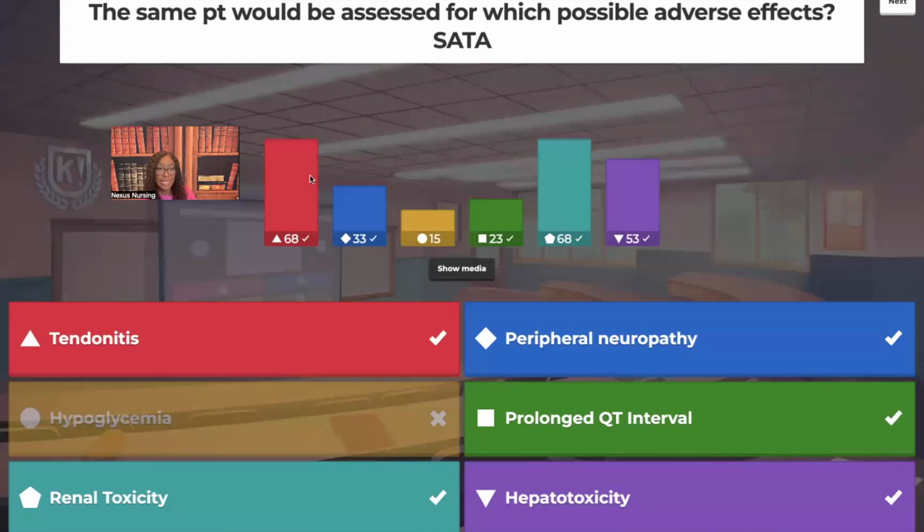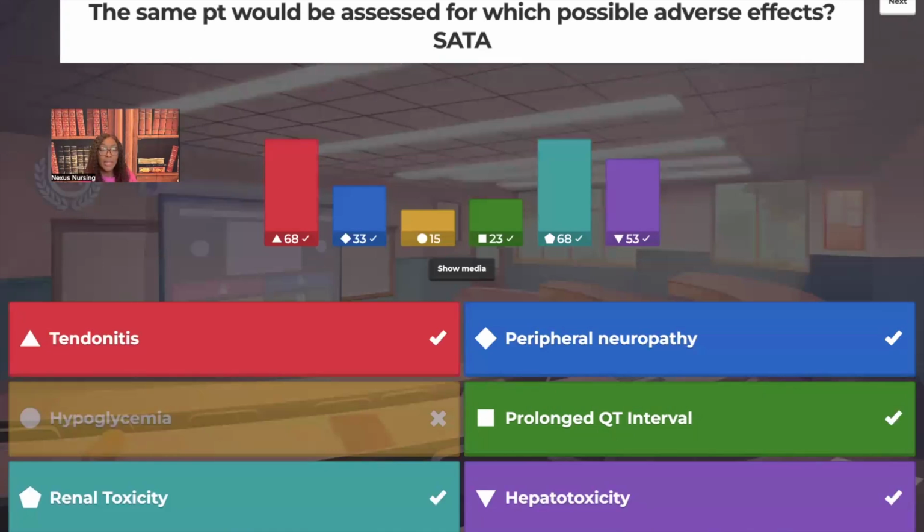All right, let's talk about it. Tendonitis. Everyone should have gotten that. I just talked to you guys about tendonitis. Peripheral neuropathy. Absolutely. Prolonged QT interval. Yup. To the point that before the patient even goes on this med, an ECG is going to be done. There are serious risks for cardiac dysrhythmias.